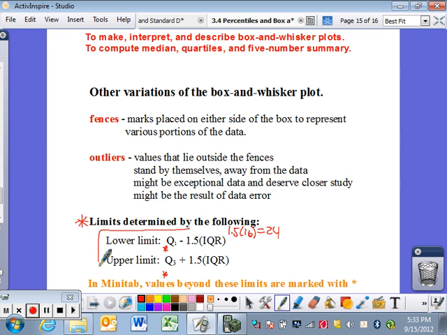I know one of our problems in our homework asks you to do this, but that's what you need to do. Go 1.5 times your interquartile range and then subtract it from the first quartile to see if there's any numbers below or outside of that. Essentially your lowest number, is it farther out than that? And then you would take your interquartile range times 1.5 and add it to the third quartile and see if like your highest number is beyond that. So that's the idea of an outlier. That's how you mathematically can figure that out.